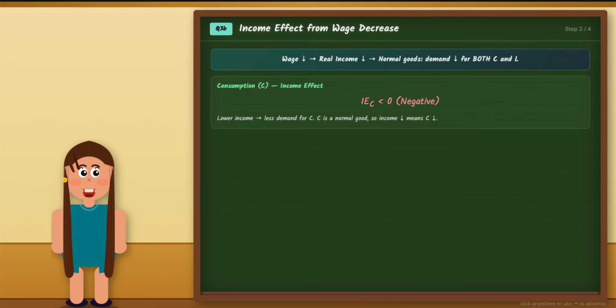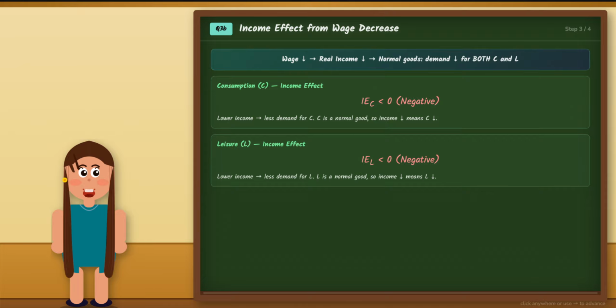The income effect on consumption is negative. The fall in income reduces the amount of consumption. Therefore, IE sub C is less than 0. The income effect on leisure is also negative. The fall in income reduces demand for leisure too. IE sub L is also less than 0.